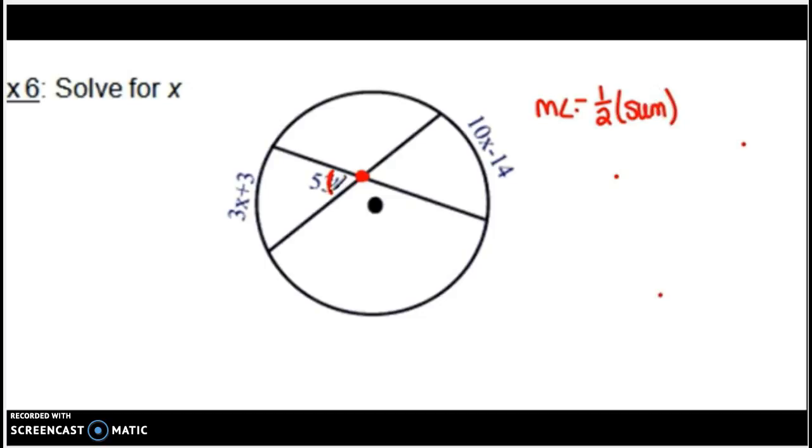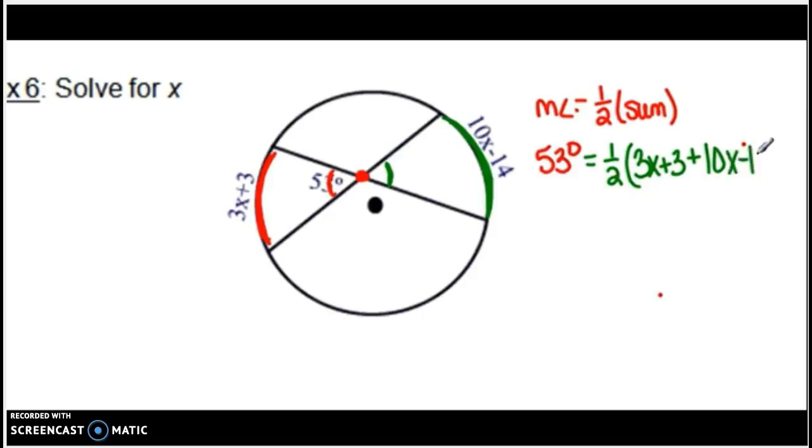Well, the angle in this particular case is 53 degrees. There's its arc, the 3x plus 3. Its vertical angle is over here. The intercepted arc of the vertical angle is this 10x minus 14. So 53 degrees is going to be equal to half of the sum of those two arcs. So half of 3x plus 3, the red arc, plus 10x minus 14, the green arc.